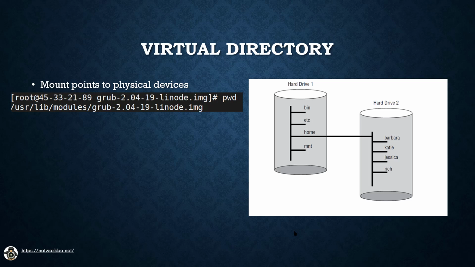Note how Linux uses forward slashes, which is different from Windows' use of backslashes. And notice how there is no drive letter. The file path itself gives us no clue as to which physical device contains the file. The virtual directory uses mount points to link to the physical devices.